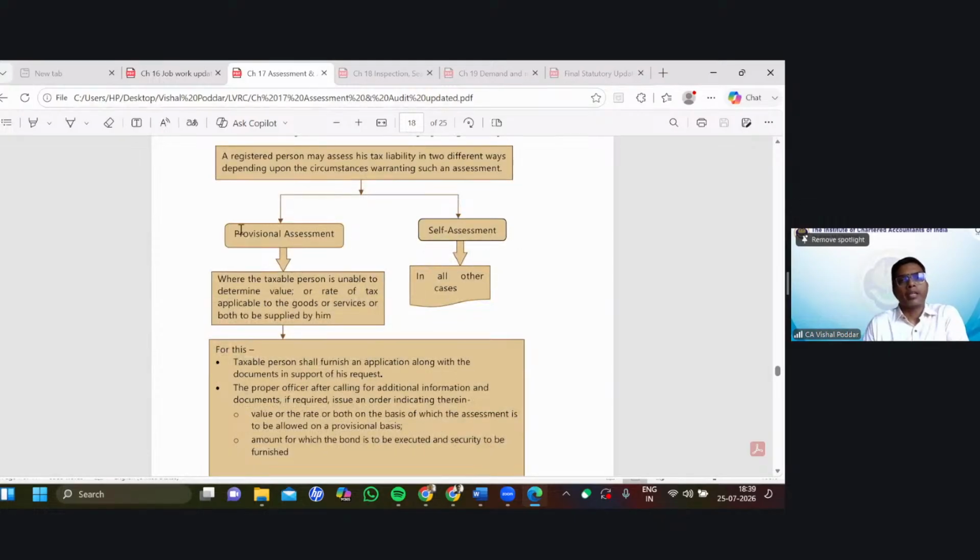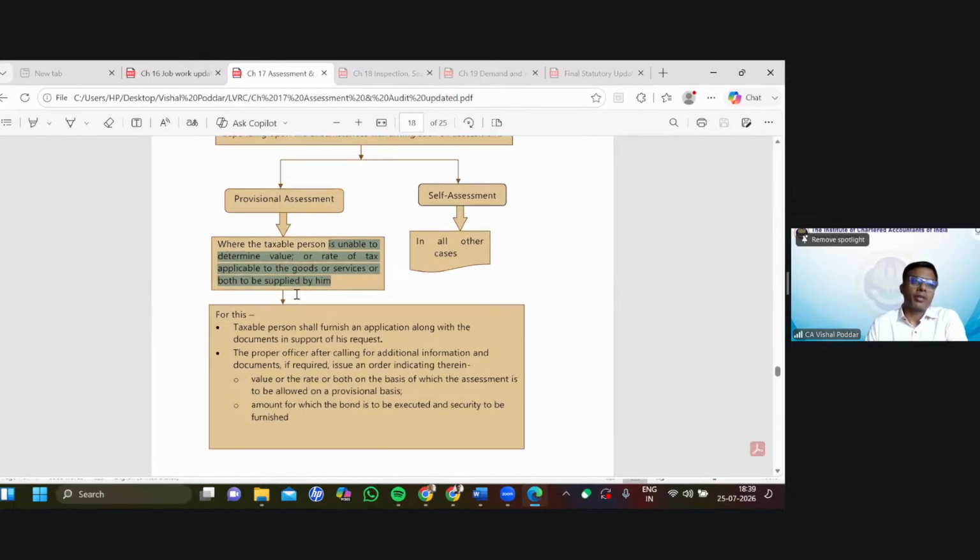However, interestingly, there is a special provision called provisional assessment. Now, what is provisional assessment? It may happen that for some reason the taxpayer is unable to himself determine the value or the classification, and hence the rate cannot be determined, or whether exemption is applicable or not. So something which is required for computing the final tax liability, that is the rate, value, classification, exemption, is not determinable by the taxpayer, maybe because the product is new, maybe because the service is done for the first time, and the taxpayer does not want to commit a mistake and then bear penalty.